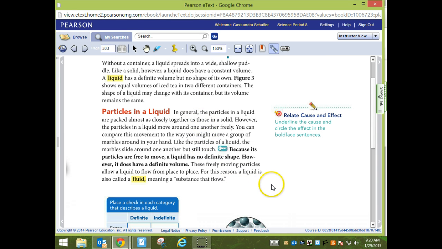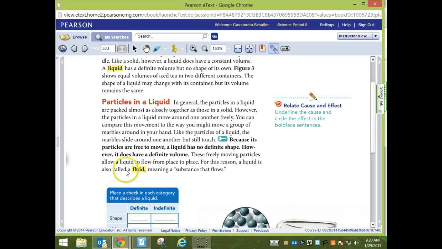Particles in a liquid. In general, the particles in a liquid are packed almost as closely together as those in a solid. However, the particles in a liquid move around one another freely. You can compare this movement to the way you might move a group of marbles around in your hand. Like the particles of a liquid, the marbles slide around one another but still touch. Because its particles are free to move, a liquid has no definite shape. However, it does have a definite volume. These freely moving particles allow a fluid to flow from place to place. For this reason, a liquid is also called a fluid, meaning a substance that flows.